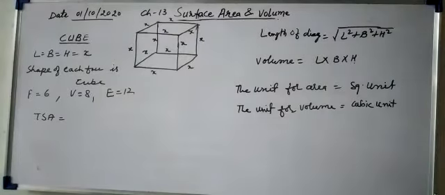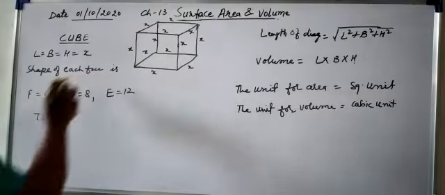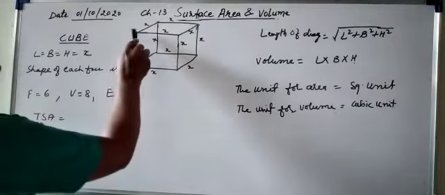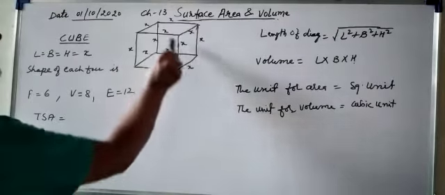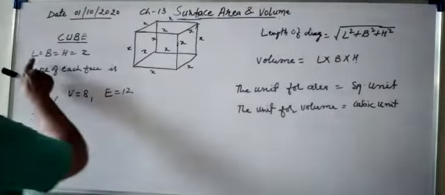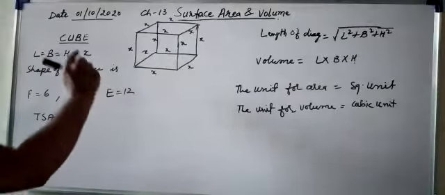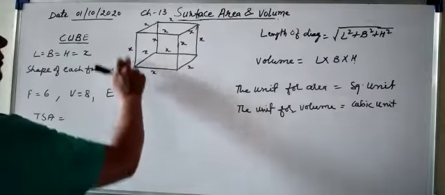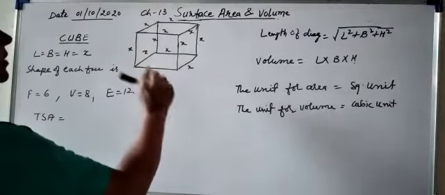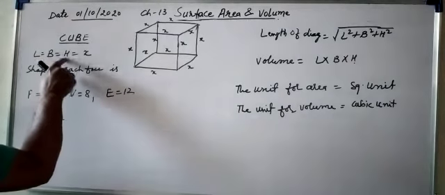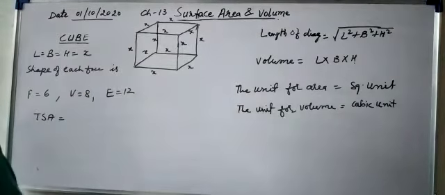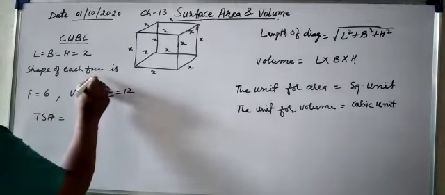Now children, we will take another figure, that is the cube. You can see that each face is a square face, and the length, breadth and height are equal. So a cuboid which has square faces, with length, breadth and height equal, is called a cube. Let the length, breadth and height be x. The shape of each face is a square.